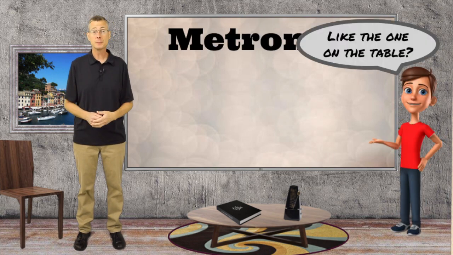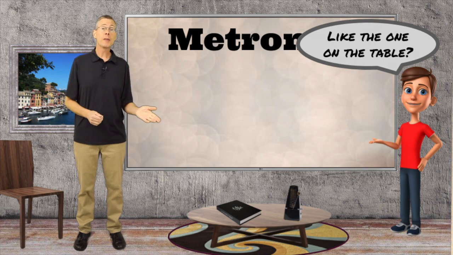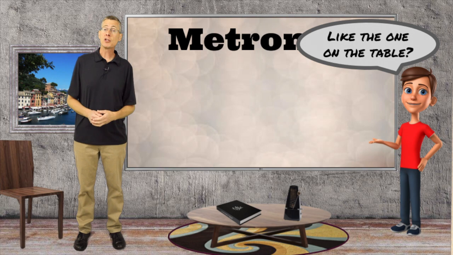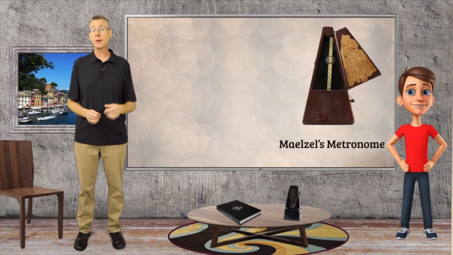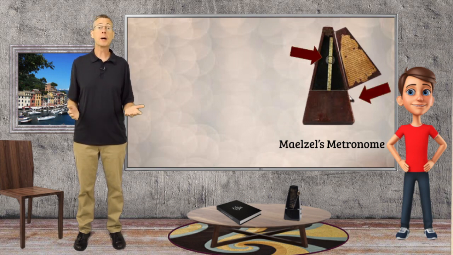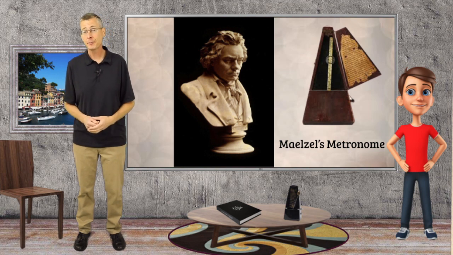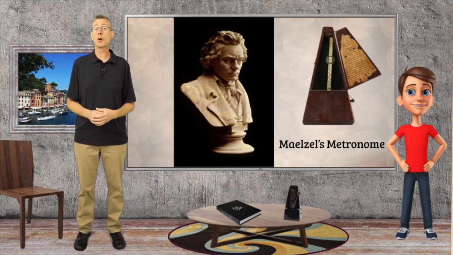We need some kind of device to help us make sure that we keep a steady tempo. We need a metronome. Now we can just download a metronome app on our phones, but early metronomes were much different. The first patented and widely used metronome was Meitzel's metronome, made by Johann Meitzel. You'd set the tempo on the pendulum, wind it up, and let it go. Meitzel even gave Ludwig von Beethoven one of his metronomes, and he used metronome markings ever since. This type of metronome has been used for over 200 years and is still used today.